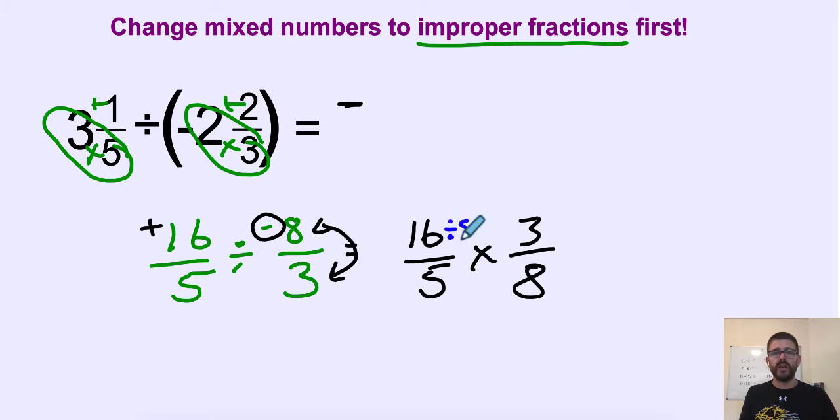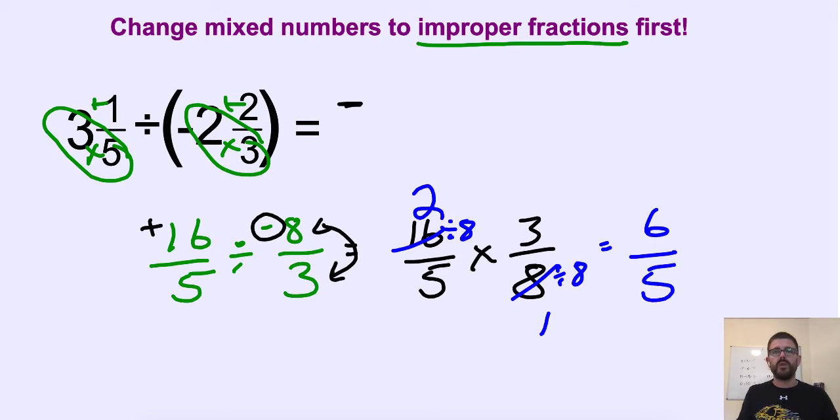So 16 and 8 can each be divided by 8. So I get a 1 and a 2. I can't simplify anymore. 3 and 5 can't be simplified by anything, so I multiply. 2 times 3 is 6. 5 times 1 is 5.